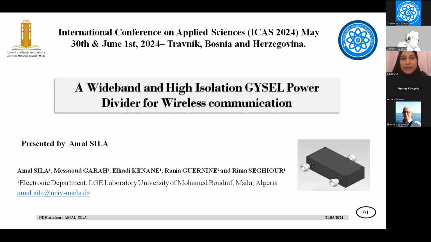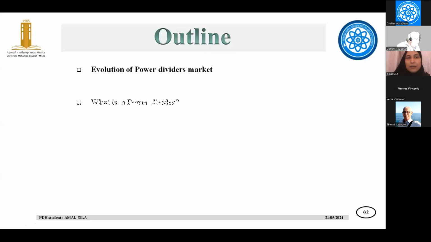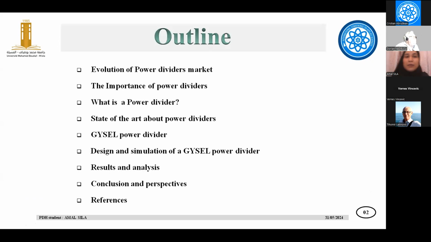Today, we will present simulation and design of wideband and high isolation GYSEL power divider for wireless communication application. As an outline, we'll begin by exploring the concept of power divider, delving into their various types and their application in different fields. Next, we will present the design and simulation of GYSEL power divider using CST simulation. Finally, we will analyze the result obtained from the CST simulation of the proposed design. Then we will present a conclusion of this discussion.